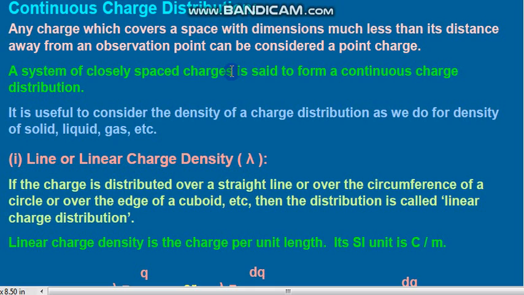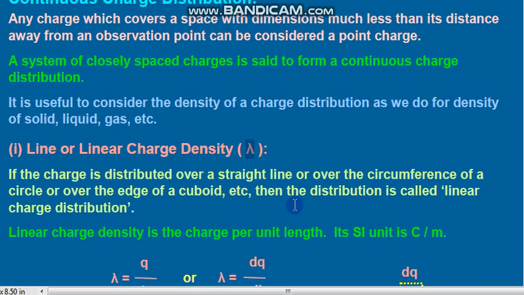Supposing I have the charge in the form of a line, maybe a conducting wire, or a line charge, or a metallic rod, and that charge is on the surface of the object. This charge will be distributed along the entire length of that particular metal rod or metal wire. So in this case, what will remain constant is the charge per unit length, and this charge per unit length is called linear charge density. It will be mostly represented by the symbol lambda.